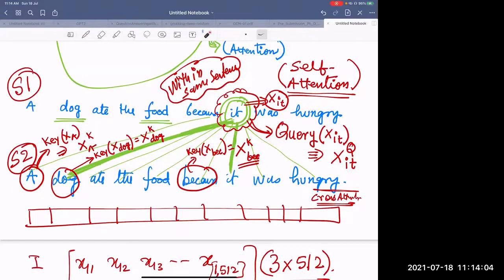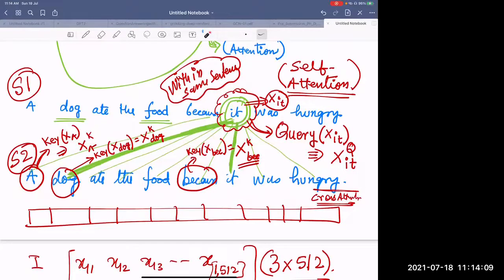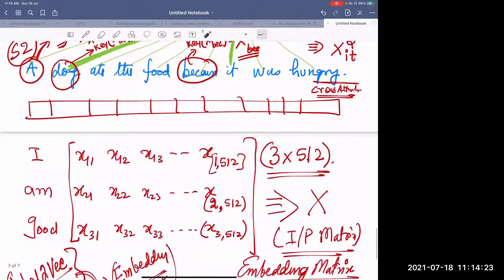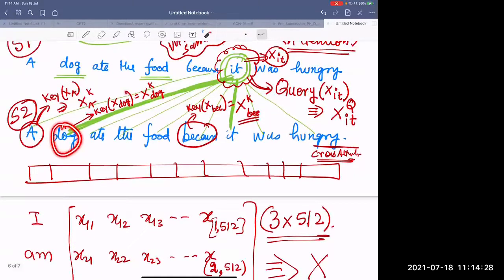What are we doing? When we do this for it, I am computing its relevance, its dependency with dog. I will take the dog's actual value. What is this actual value? The actual embedding, where it is written. It must be written in my x somewhere. I take this dog's actual embedding, apply the key function over that, and I will get the key value of this dog's embedding.